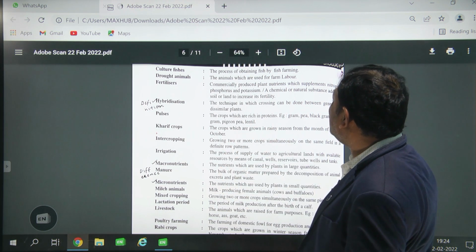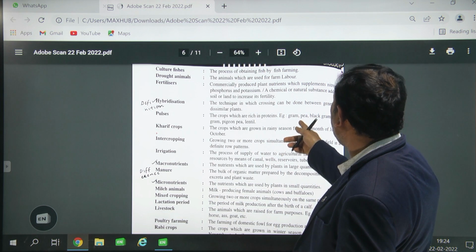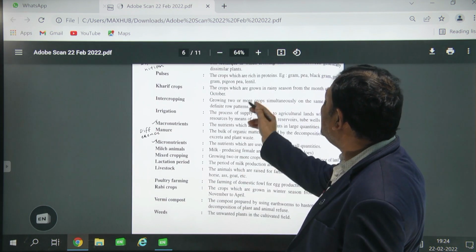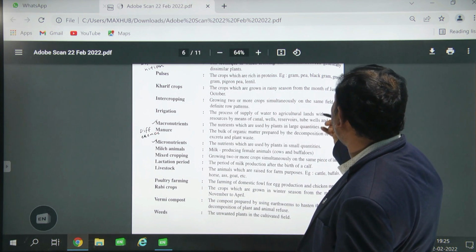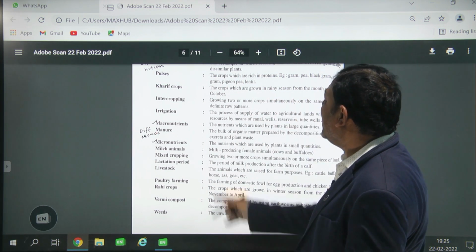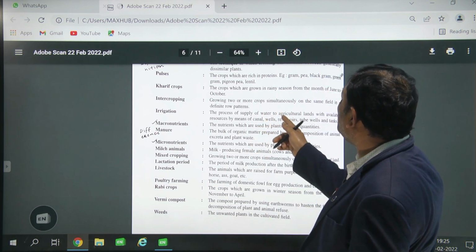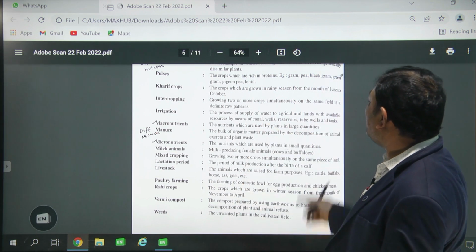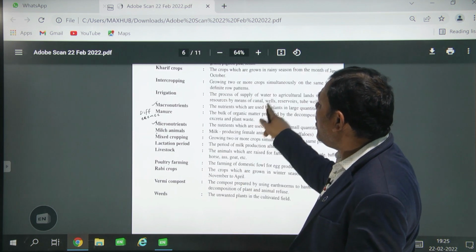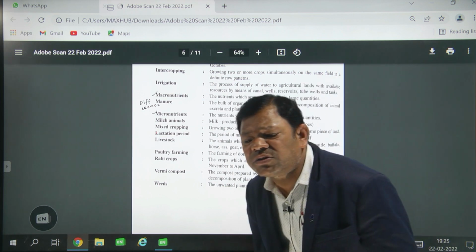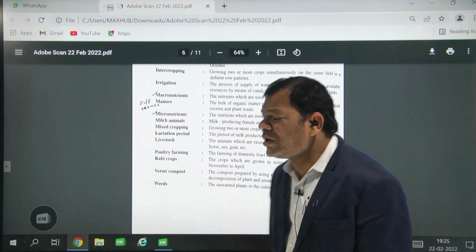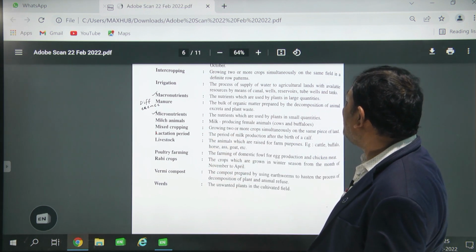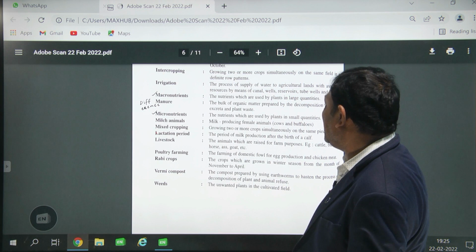Pulses: the crops which are rich in protein, green gram, red gram, black gram, Bengal gram. Kharif crops: the crops which are grown in the rainy season from June to October. Intercropping: growing of two or more crops simultaneously. Irrigation: supply of water to agricultural land. Macronutrient: it is utilized in a very large amount. Mixed cropping: growing of two or more crops simultaneously.